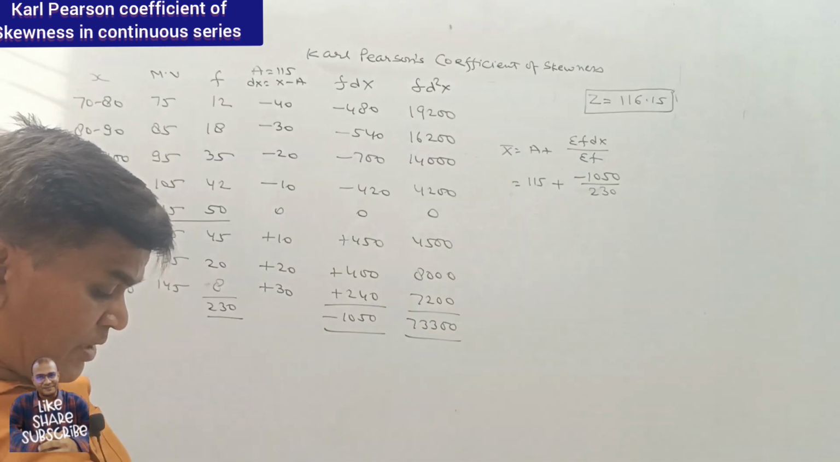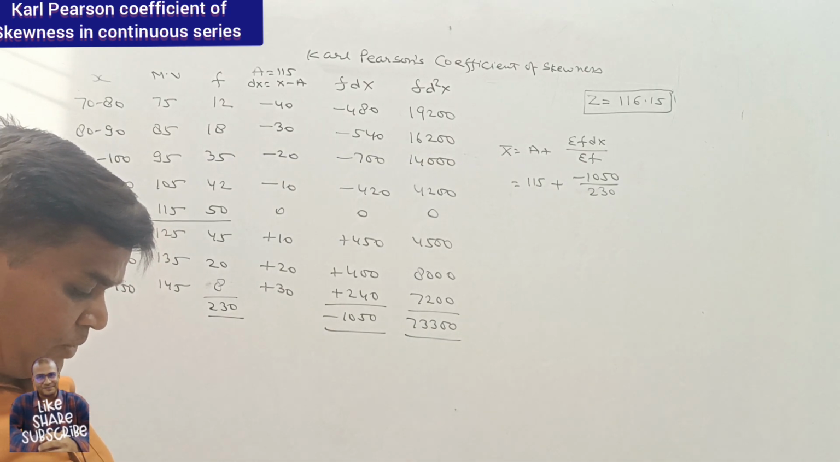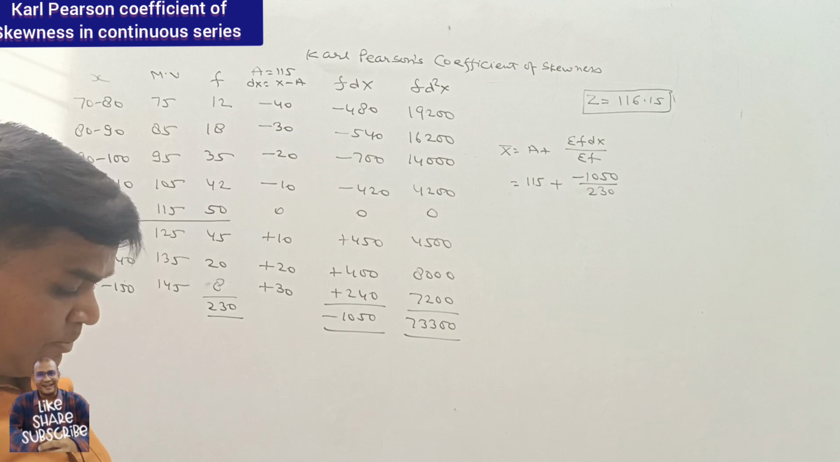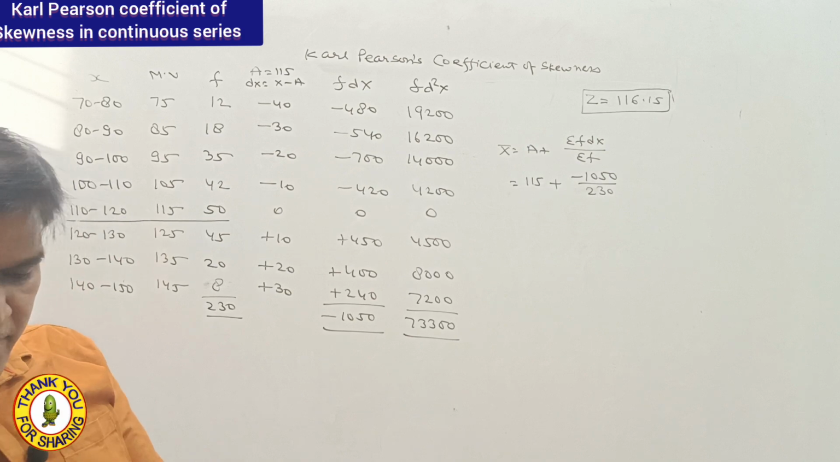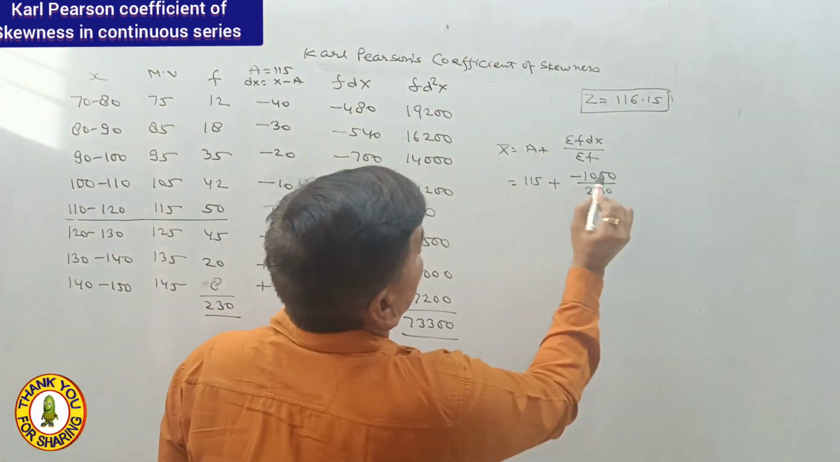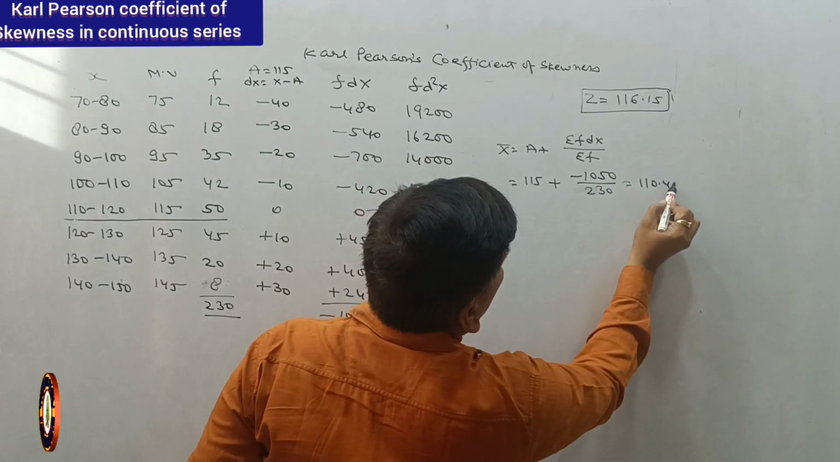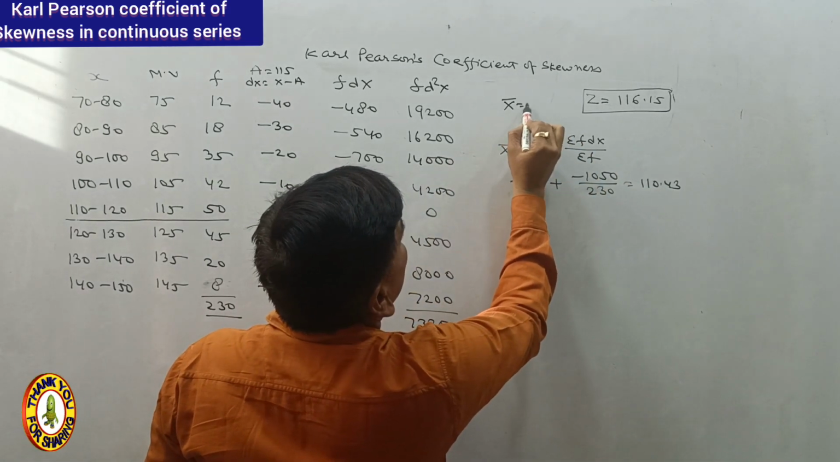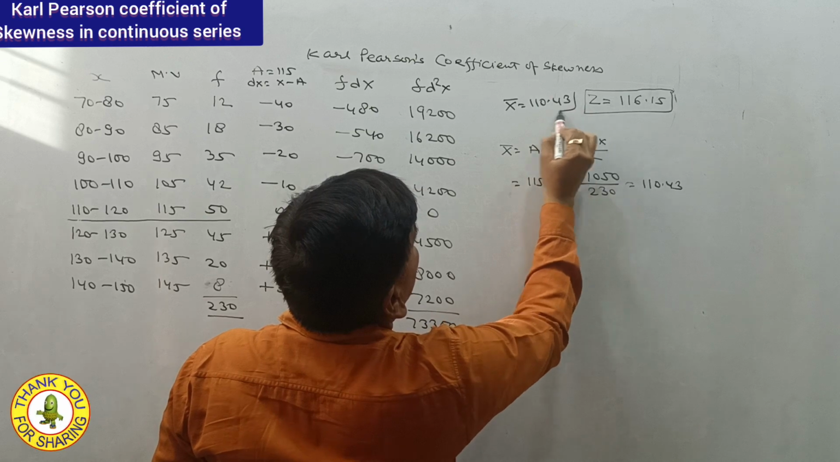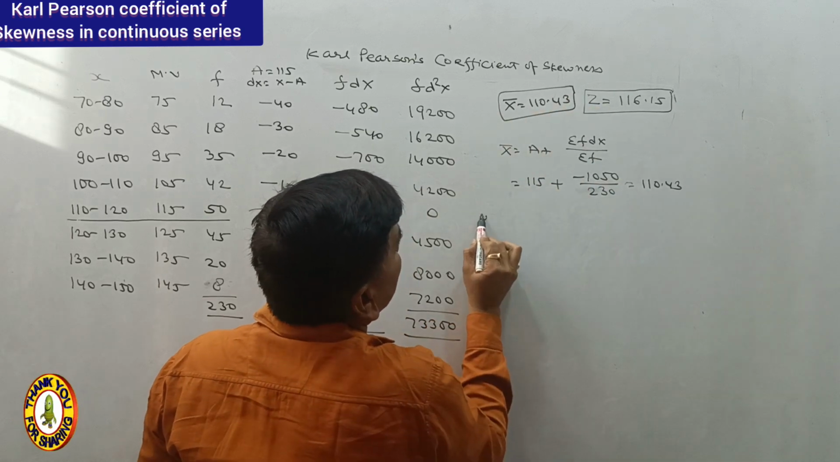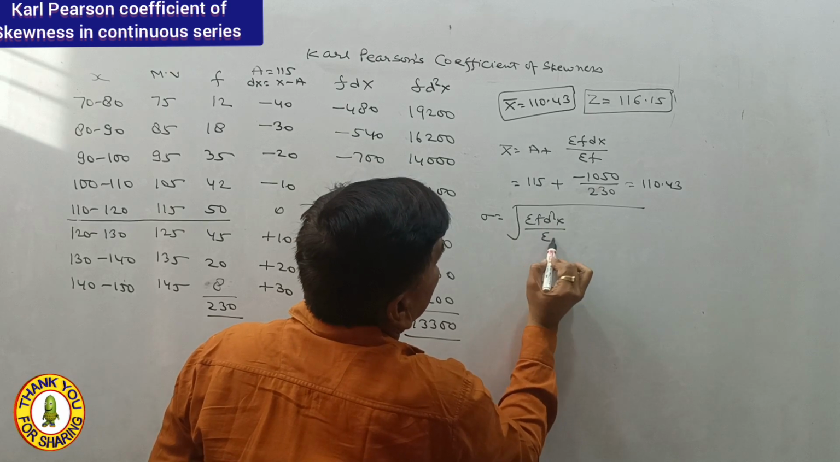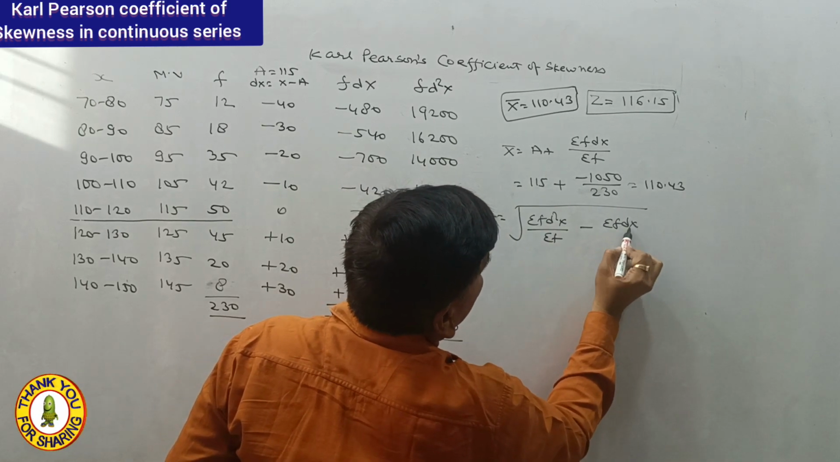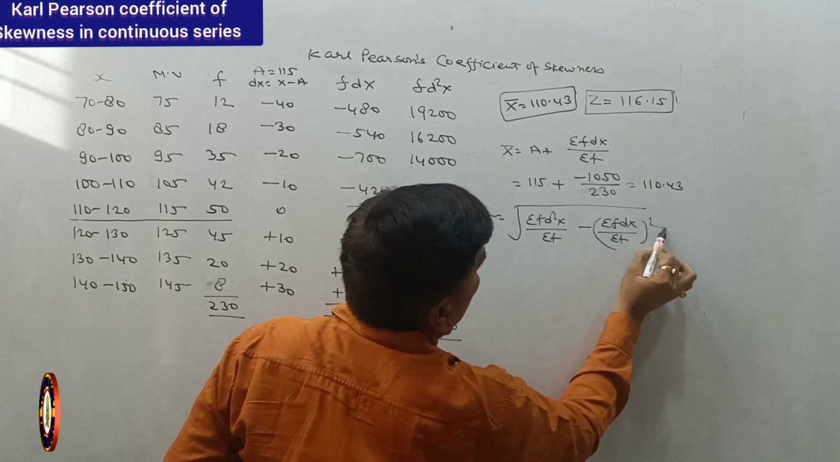Then 1050 divided by 230, minus value, and 115 is plus value. So the result is 1110.43. So the value of x bar is equal to 110.43. Standard deviation is the square root of sigma fd square x upon sigma f minus sigma fdx upon sigma f, whole raised to power 2.